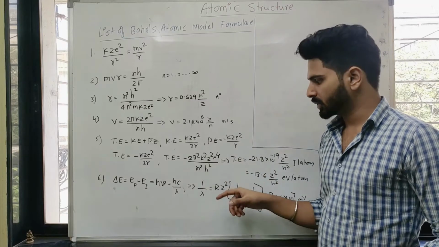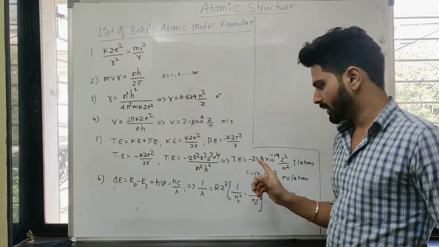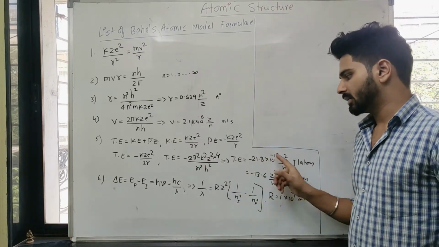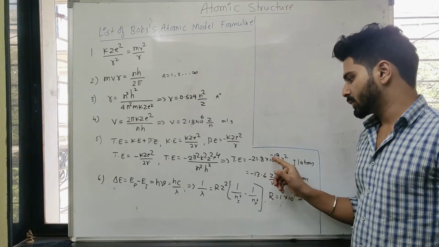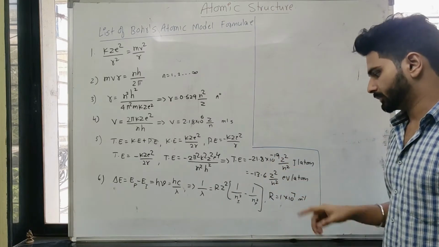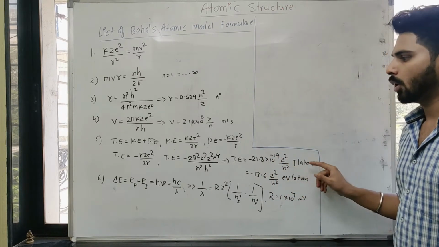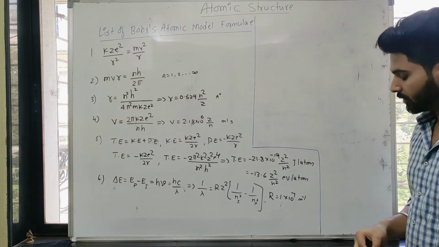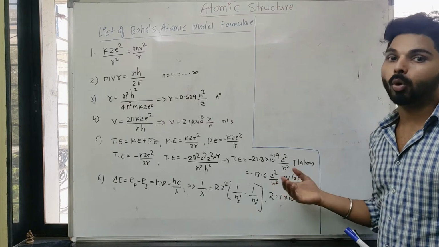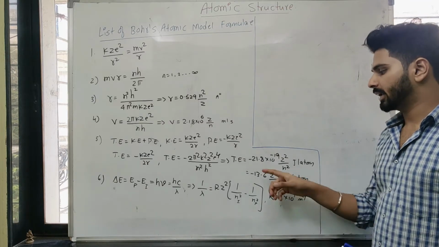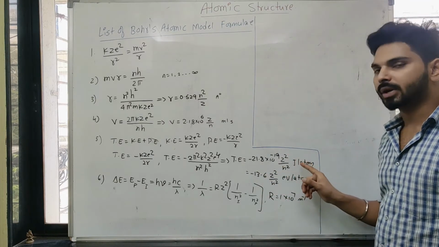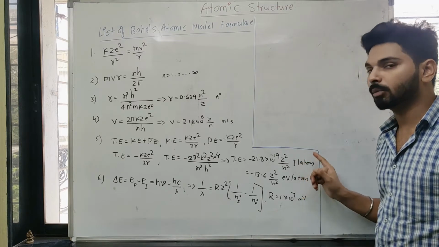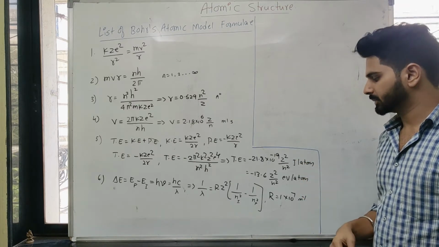Put the values of constants apart from Z² and n², keep it separate. Then we'll get minus 21.8 into 10 raised to minus 19 Z² upon n². This is in terms of joule of one individual atom. If you want to measure for 1 mole, then you can multiply this with 6 into 10 raised to 23, then it becomes joule per mole of atoms.